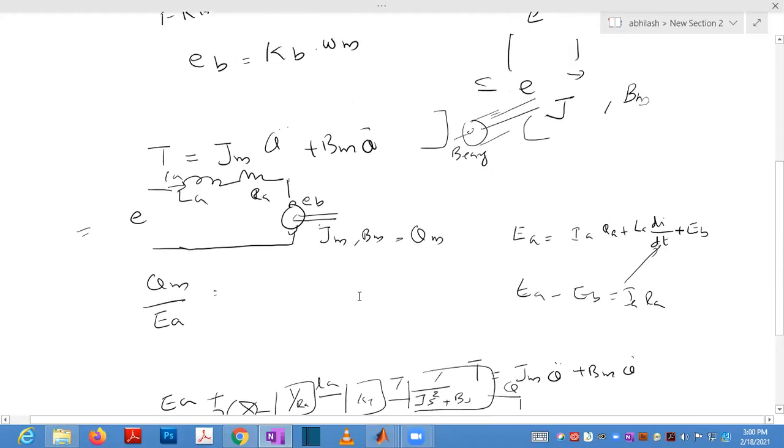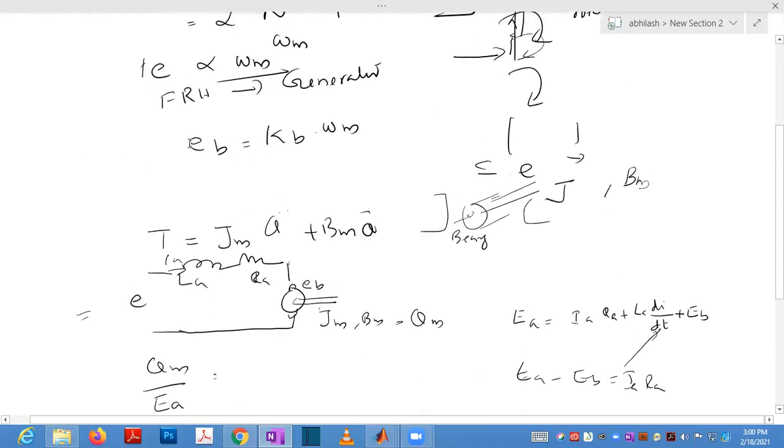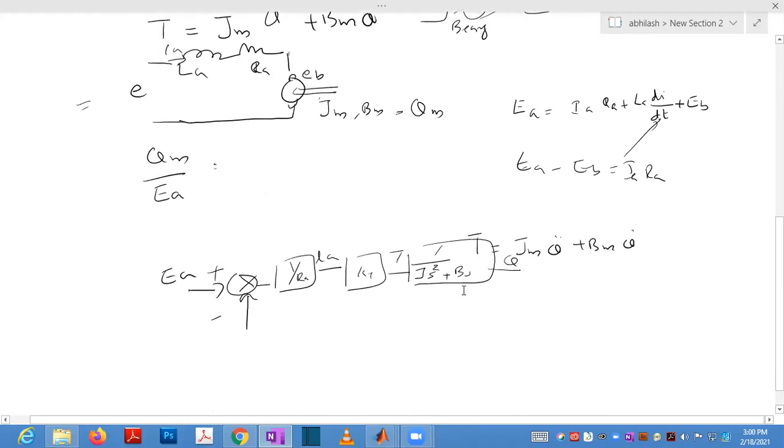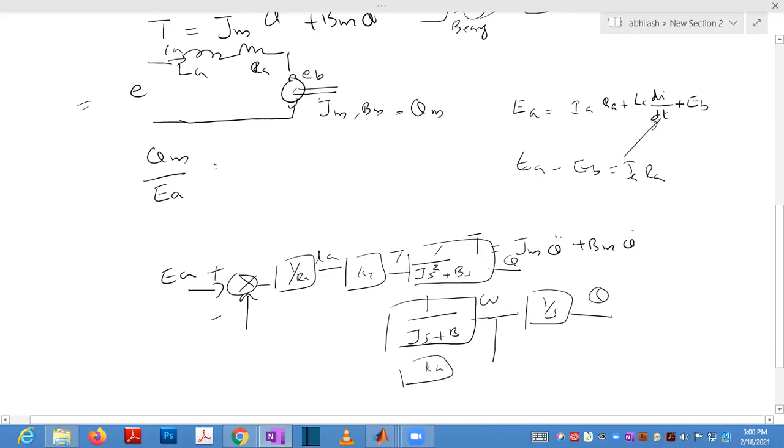Here Eb is equal to Kb into omega m, so I have to derive this omega m from here. I can use 1 by Js plus B, which will give you omega, multiplied by 1 by s. I am taking this 1 by s common, so I will get theta here. From this point I can use Kb, and that will give you Eb. So these things you can avoid.